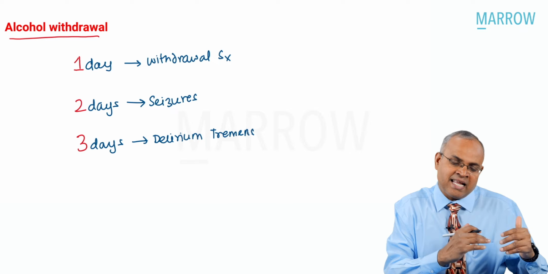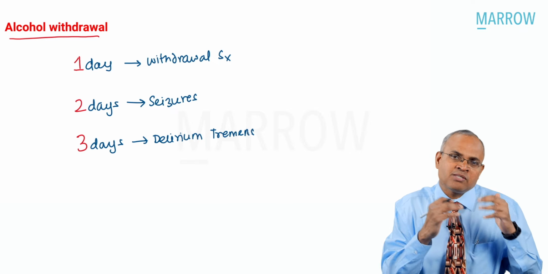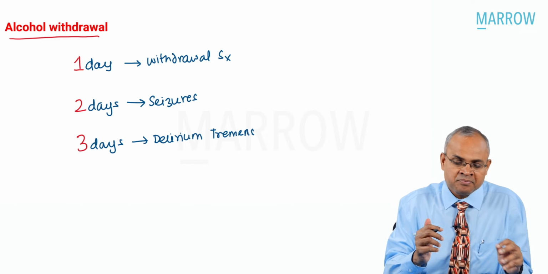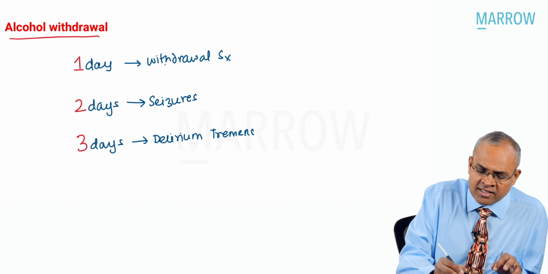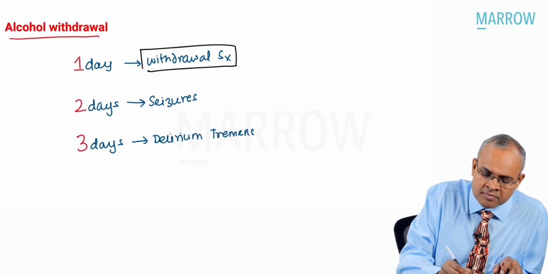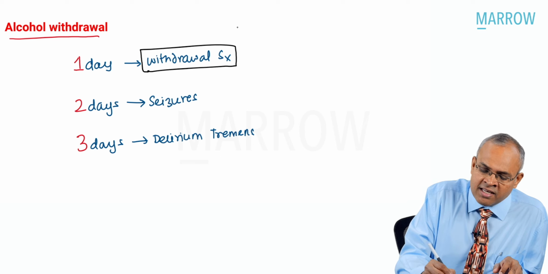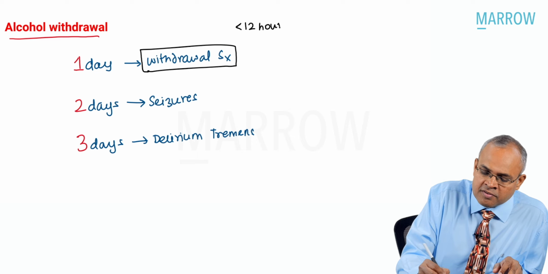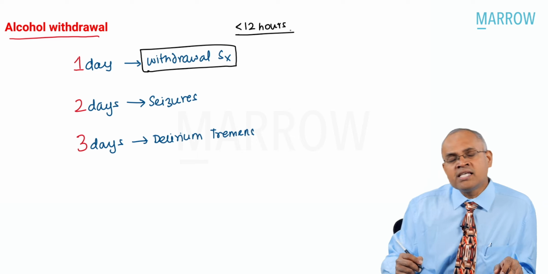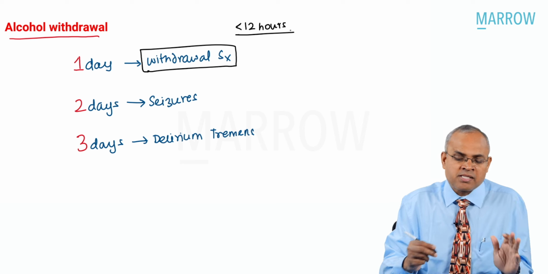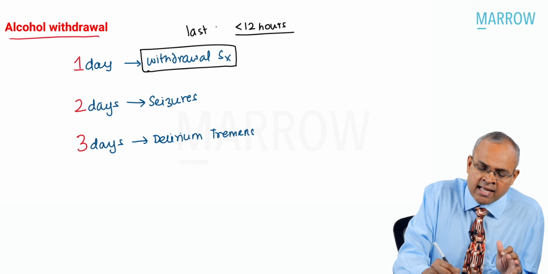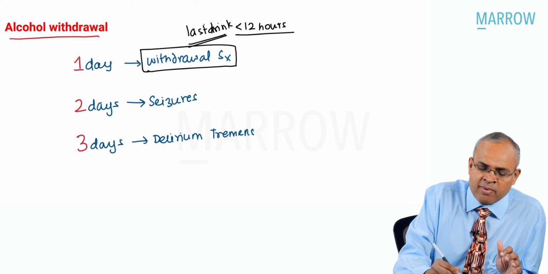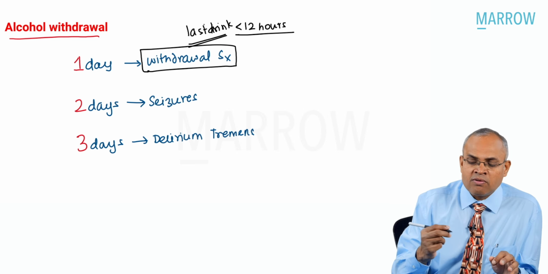Withdrawal symptoms within a day. Within 2 days, mostly seizures can happen. Within 3 days, delirium tremens can happen. Now, breaking it further, when you're talking about withdrawal symptoms, please remember within the first 12 hours, you can start seeing symptoms. The moment the person has had alcohol, last drink is about 12 hours back, they start having withdrawal symptoms.